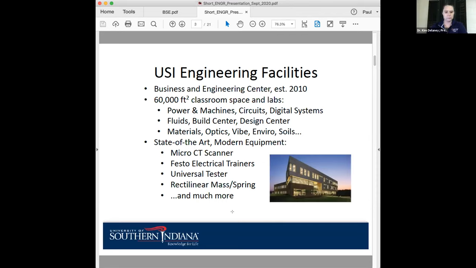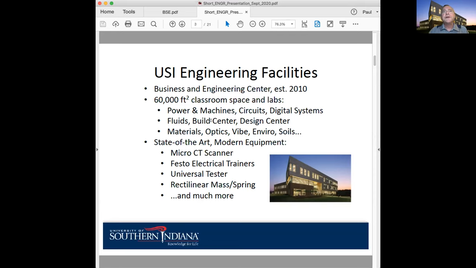Our department operates out of 2 large buildings. Our bigger one is the Business and Engineering Center, and that has a total of 120,000 square feet, which we split half and half with the College of Business. So we get about 60,000 square feet, and that includes our classes and laboratory space. Some of our labs include our electrical power and machines laboratory, our electrical circuits lab, digital systems lab, fluid mechanics lab, materials testing, where we like to break things. We've got a lab for optics experiments, vibrations, environmental, soils.